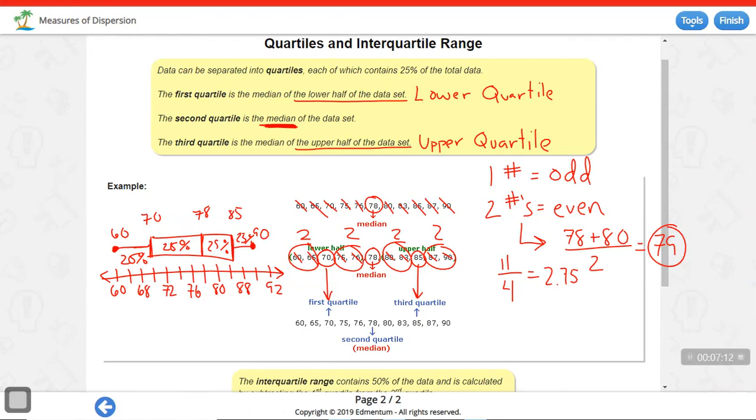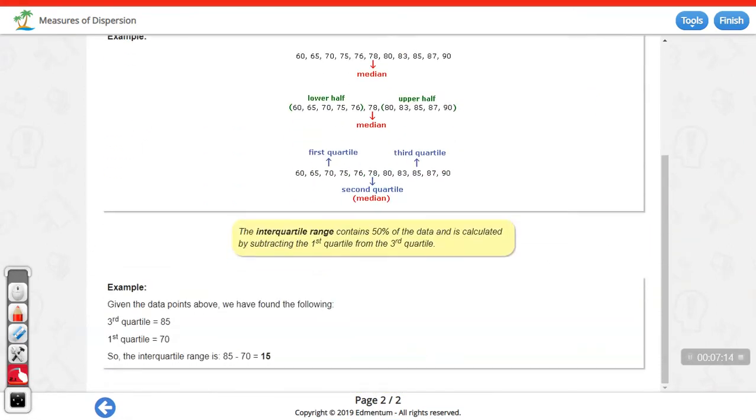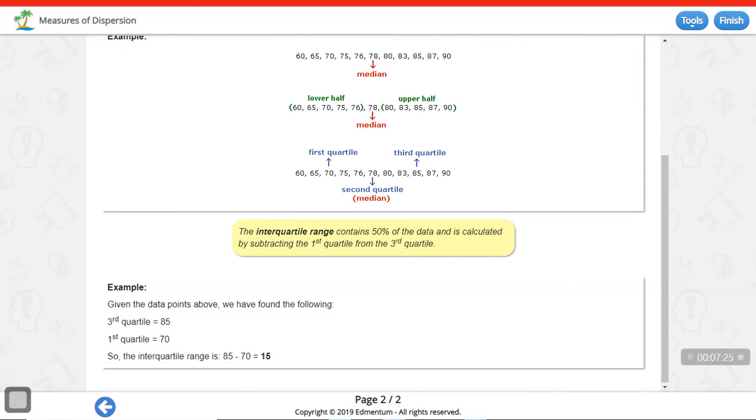All right, let's talk about the interquartile range. The interquartile range contains 50% of the data and is calculated by subtracting the first quartile from the third quartile. The reason it contains 50% of the data is because it's the box. And if you remember in our box and whisker plot, I'm just going to draw it again real quick here very briefly. Our box contains 2 of our quarters. All right, so a 25% here and a 25% here, total of 50% of the data. What's the range of that box?